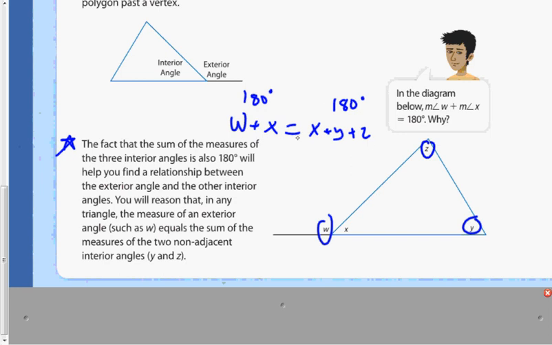Now the thing that's in common between both sides is the X. So if the X is in common between both sides, really we can eliminate that X from both sides. It goes away. And what we have is W, or that exterior angle, equals Y plus Z, or the two non-adjacent interior angles, the ones that are not next to it. So that's our second important relationship that we're learning about triangles. An exterior angle is equal to the two non-adjacent interior angles, if you add them up. Okay? Let's turn the page.